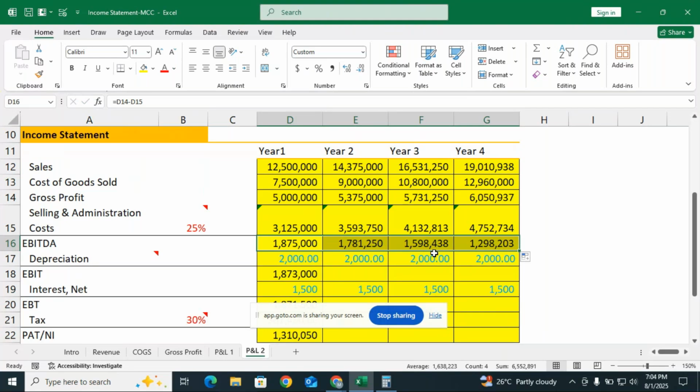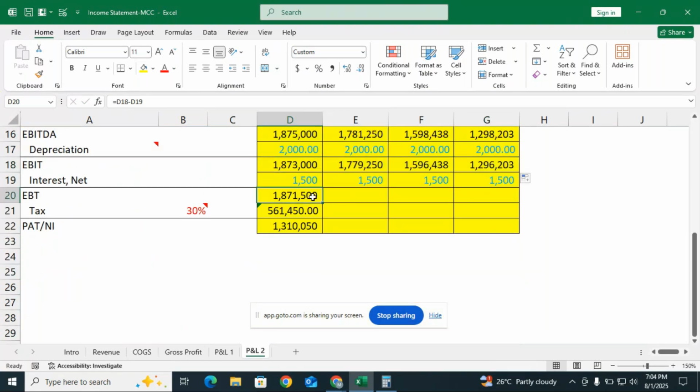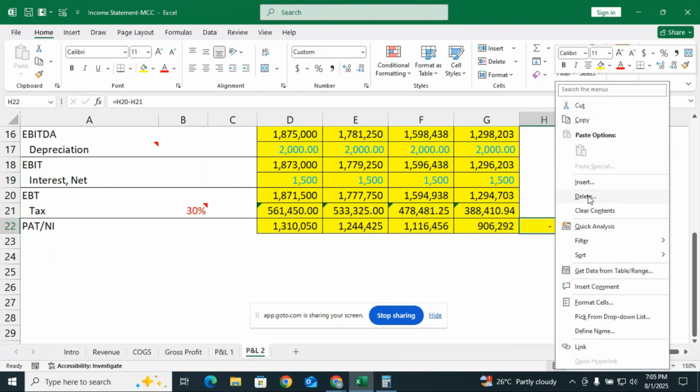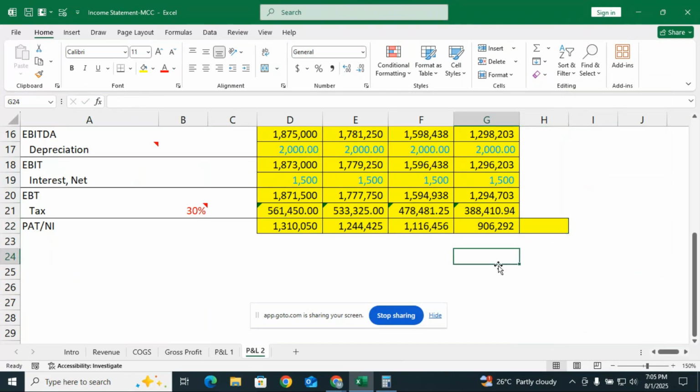So continue and complete the calculation. Yes, please complete the table.